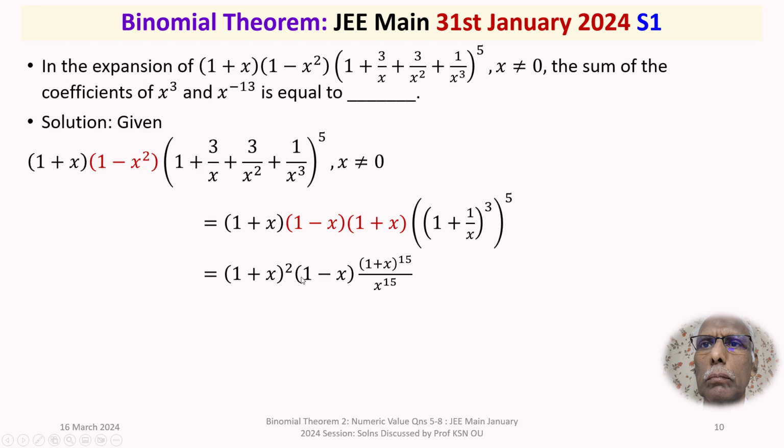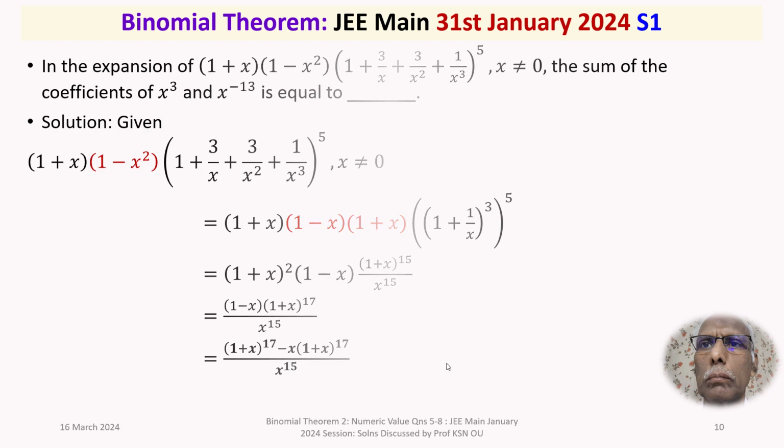So if you multiply, you will get (1 - x)(1 + x) to the power of 2 plus 15, that is 17, by x to the power of 15. So that's what we have now. We will go one step further. Multiply 1 into (1 + x)¹⁷, that is (1 + x)¹⁷ minus x(1 + x)¹⁷, all by x¹⁵. We continue in the next slide.